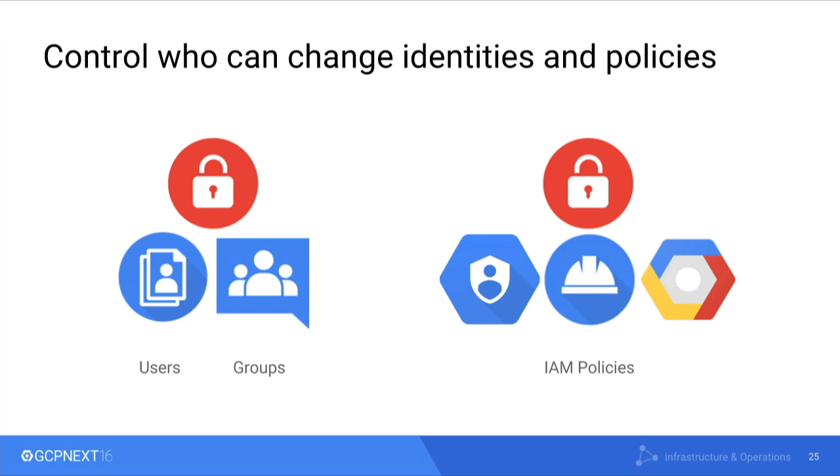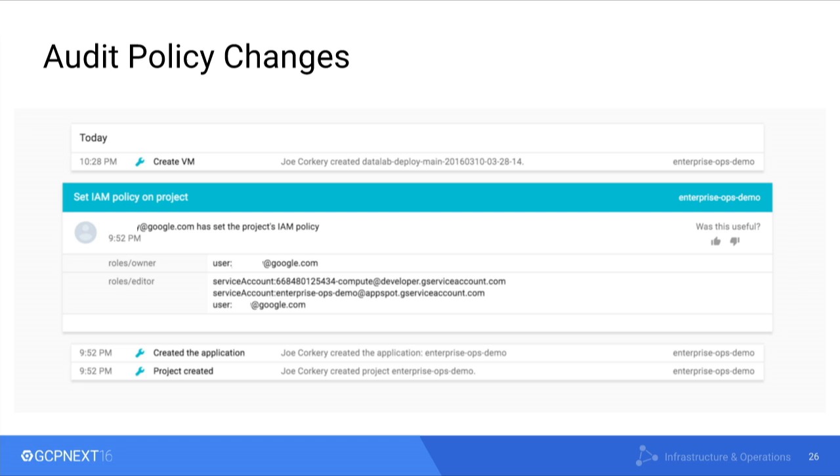IAM policies allow you to secure who can access your resources, but you also want to safeguard who can change these policies, which is also granted through an IAM permission, as well as who can change user group membership, because either of those two can allow additional people to access your resources. Another way to safeguard your policies is through audit logging. Some of you might have gone to the audit log session yesterday and heard that we now have support for audit log for project level permission changes, and we're going to be adding it for other resource levels in the next few months.